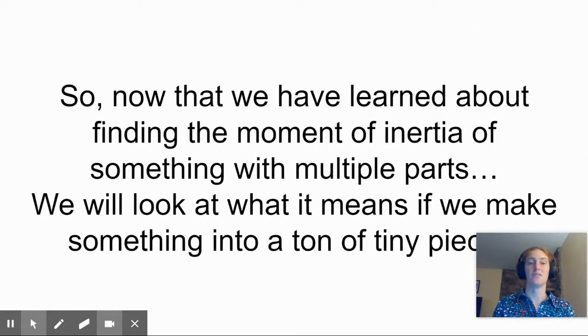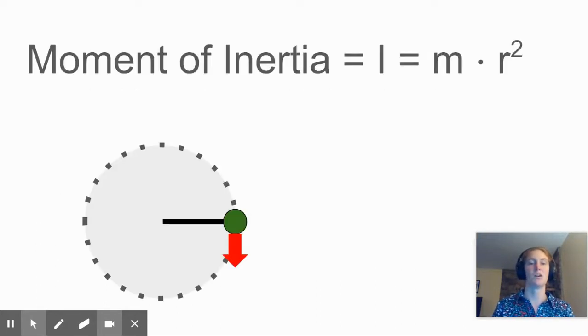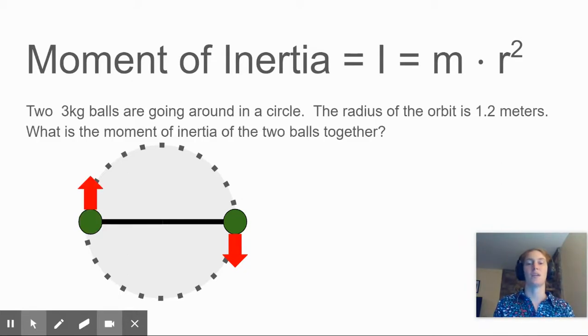So now that we have learned about finding the moment of inertia of something with multiple parts, I want to look at what it means if we make something into a ton of tiny pieces. So with one thing going around and around, we had one ball going around, and it was mr squared for that dot. When we had 2, then we had these 2 going around, and we just could add the masses together.